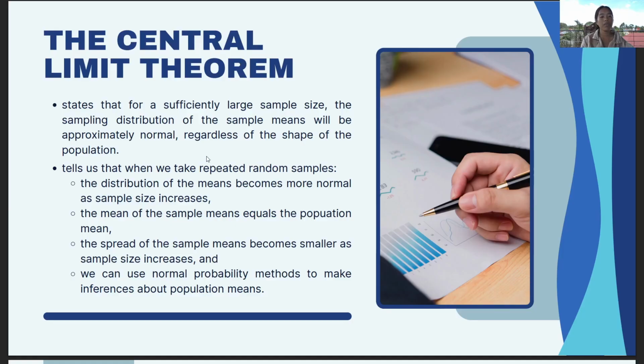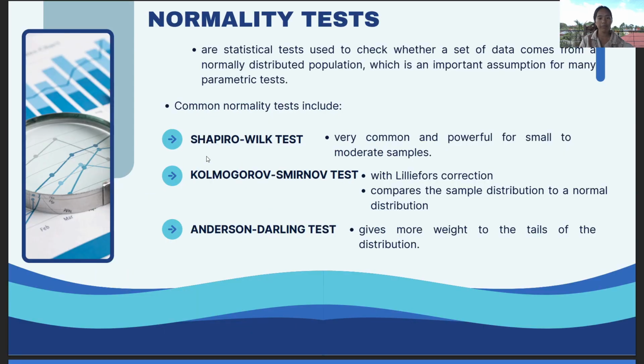The central limit theorem states that for a sufficiently large sample size, the sampling distribution of the sample means will be approximately normal, regardless of the shape of the population. It tells us that when we take repeated random samples, as I said earlier, the distribution of the means becomes more normal as sample size increases. And the mean of the sample means equals the population mean. The spread of the sample means becomes smaller as sample size increases. And we can use normal probability methods to make inferences about population means.